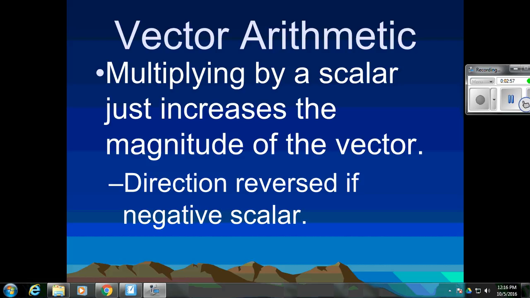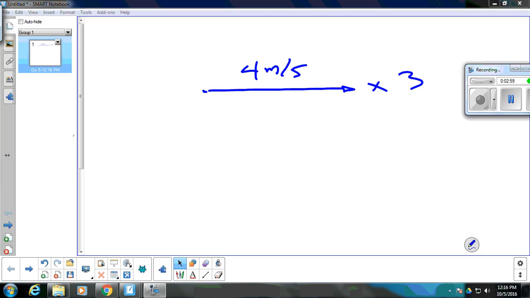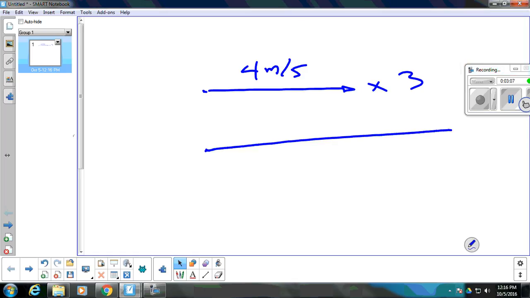So let's look at an example. There's a velocity vector of 4 meters per second, and let's say times 3. That's pretty easy, right? The direction doesn't change. I have to make it a lot longer. It just becomes 12 meters per second. No problem. If my scalar happens to be a negative number, then the direction just changes by 180 degrees.